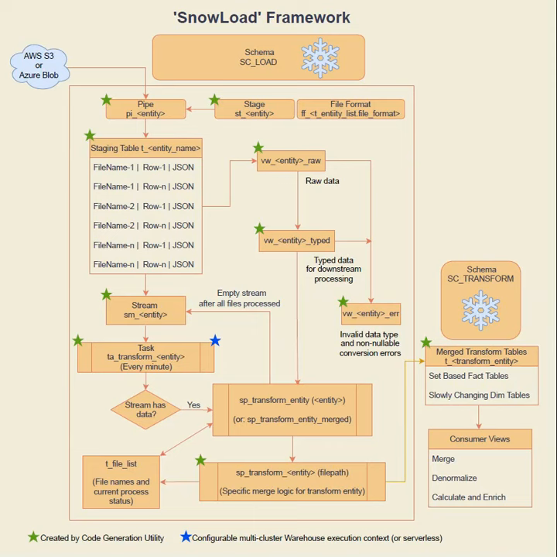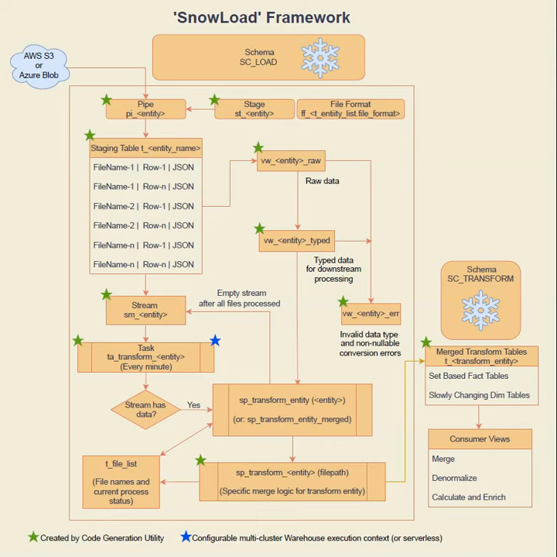The CodeGen process creates views on top of the staging tables to flatten the JSON into relational format. A raw view contains the non-data type columns as they came in from the source. The typed view casts the column values to their proper data types. Any value that can't be properly cast is assigned a null value.